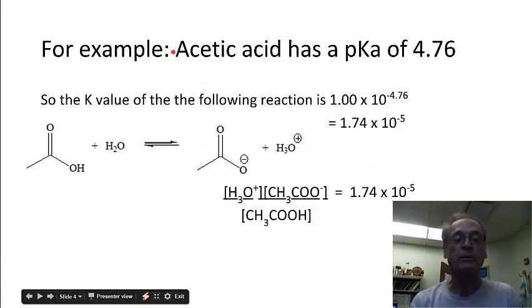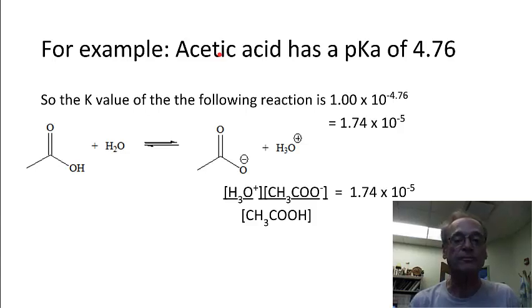So we can look up the pKa of acetic acid. Now, acetic acid is the acid that's in vinegar. Vinegar is only about 5% acetic acid. The other 95% is water. But the acid itself is acetic acid. So here is the structure of acetic acid, and it's this hydrogen that is acidic.